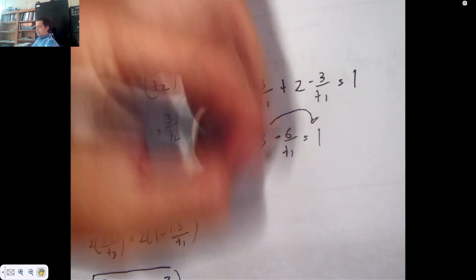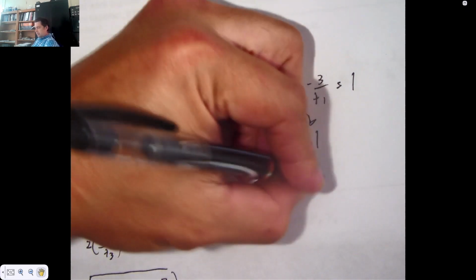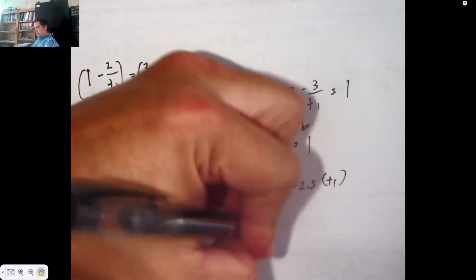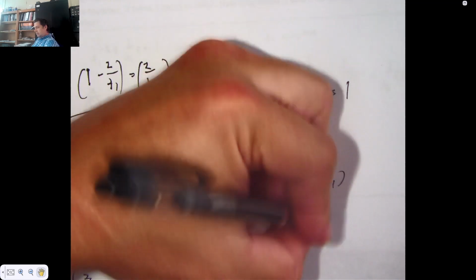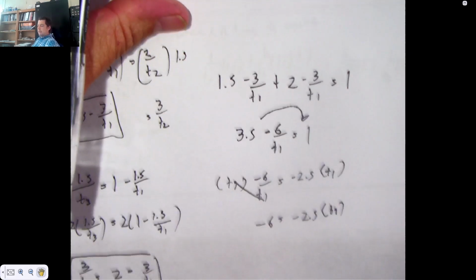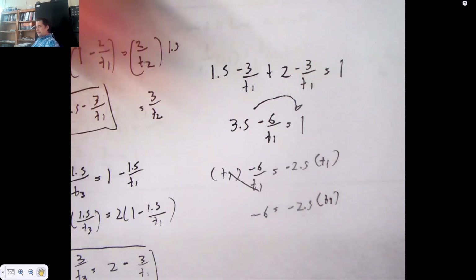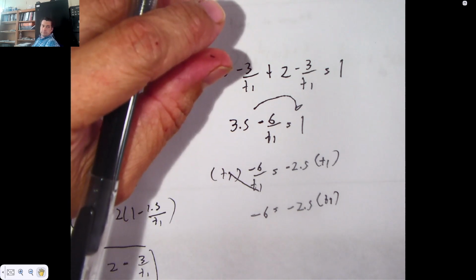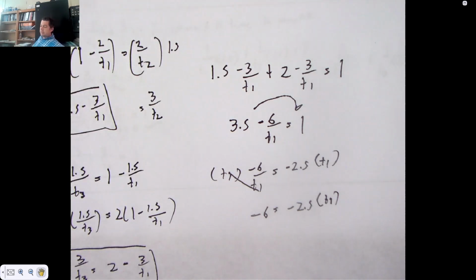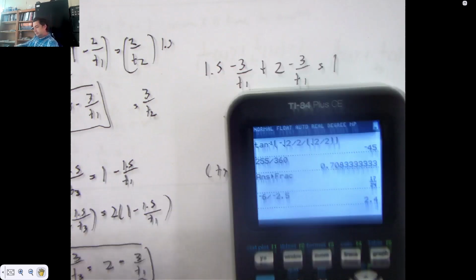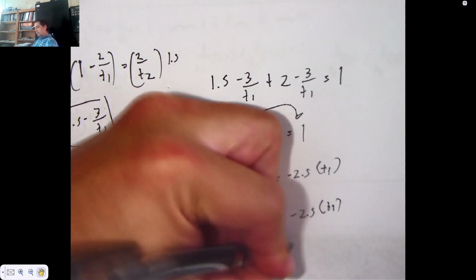I'm going to do a little subtraction. Negative 6 over time 1 equals negative 2.5. I'm going to multiply by T1 on both sides. Negative 6 equals negative 2.5 T1. And now I divide by negative 2.5. I am so tired, I don't want to do this in my head. Tough little problem. There's time 1. Time 1 equals a positive 2.4 hours.